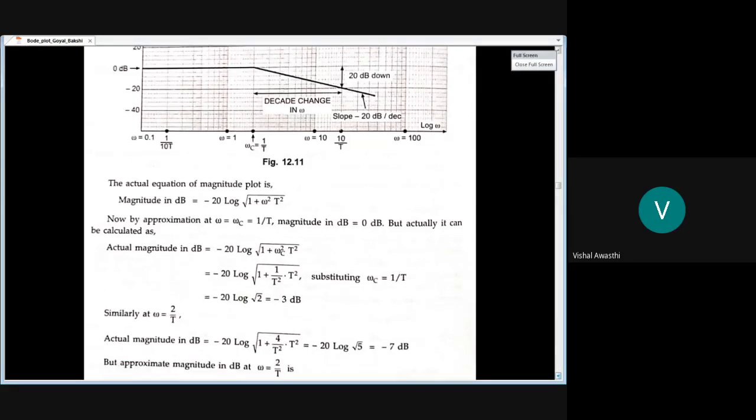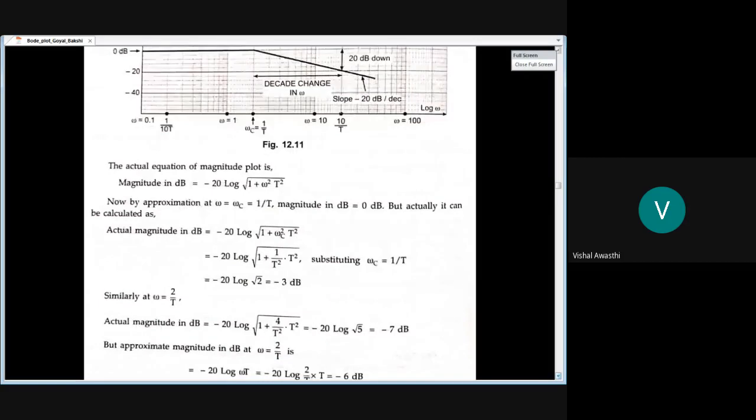Similarly, if you take other frequencies, at omega equal to 2 upon t, you will have an actual magnitude of minus 7 dB. So you can do all these things. So this is actually the concept of corner frequency and its effect on the low frequency and high frequency range and its actual magnitude.